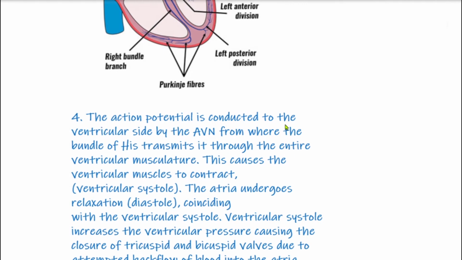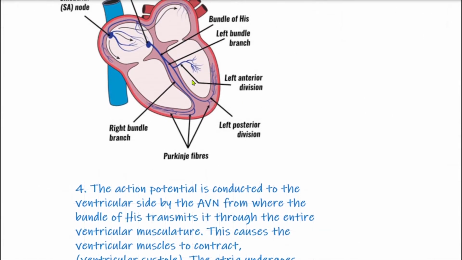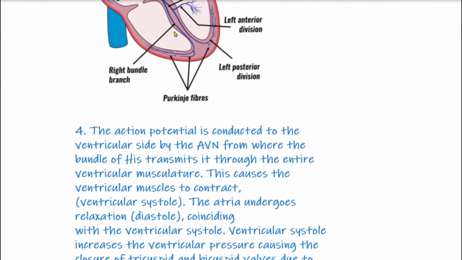The action potential is conducted to the ventricular side by the AV node, from where the bundle of His transmits it through the entire ventricular musculature. So I am again repeating, the impulse from the SA node reaches the AV node, and from the AV node through the bundle of His it spreads to the ventricles. This causes the ventricular muscles to contract, and the phase is called ventricular systole. The atria undergo relaxation, diastole, coinciding with the ventricular systole.